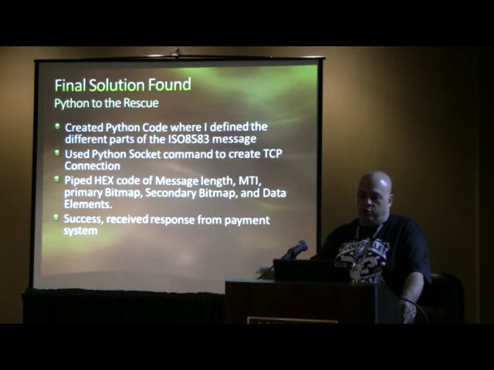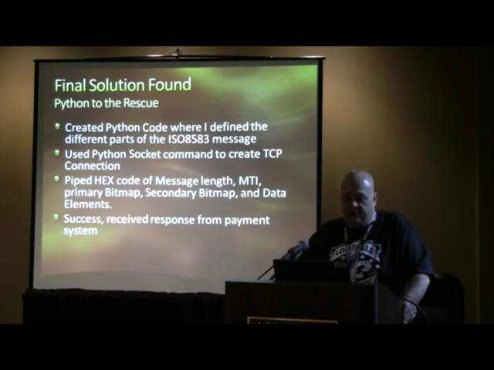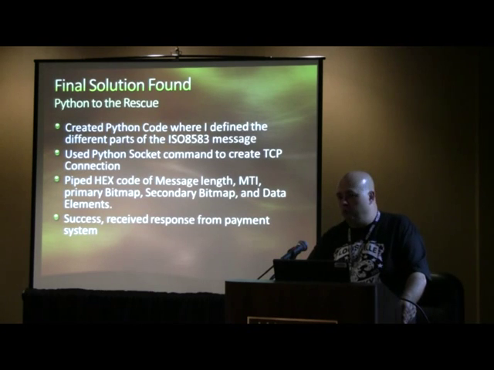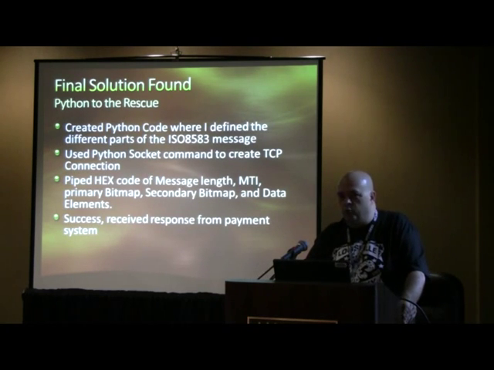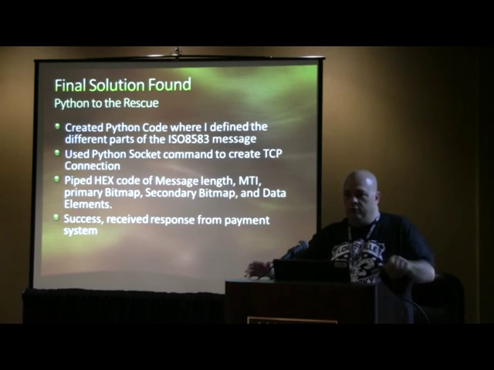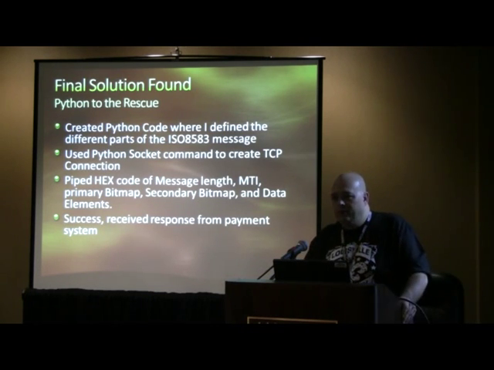So I created a Python code where I defined the different parts of the ISO8583 message. Of course, I used Python to create a TCP socket connection. I piped all that hex code, the message length, the MTI, primary and secondary bitmaps, all the data elements, and I received a successful response back from the system. And then from there, I was told, you're done. Essentially, they didn't want me reversing all the charges off my own card at that time.